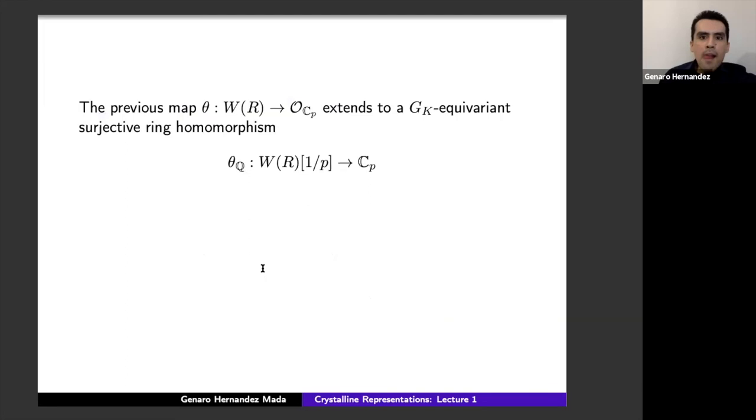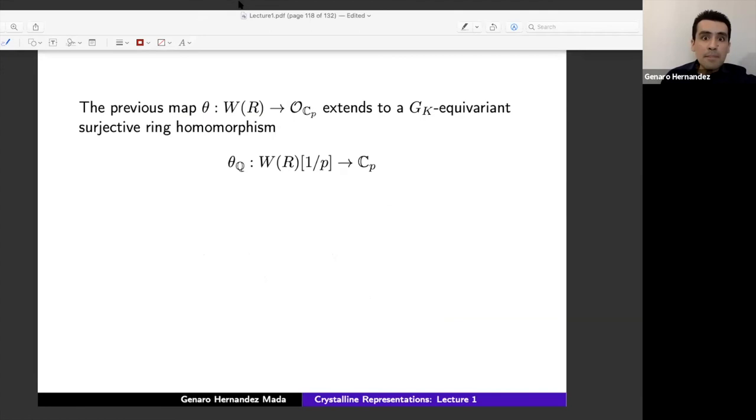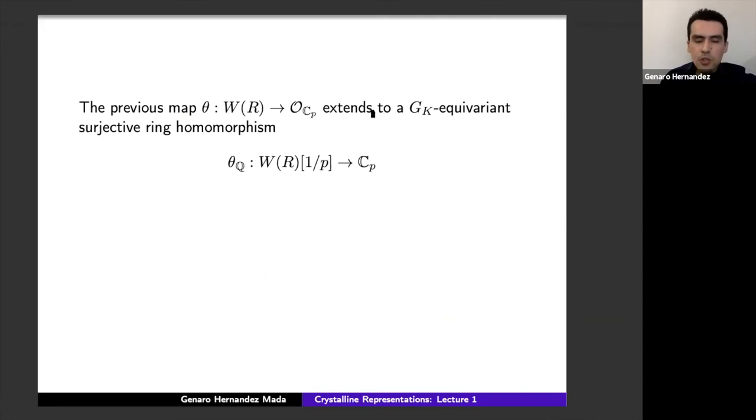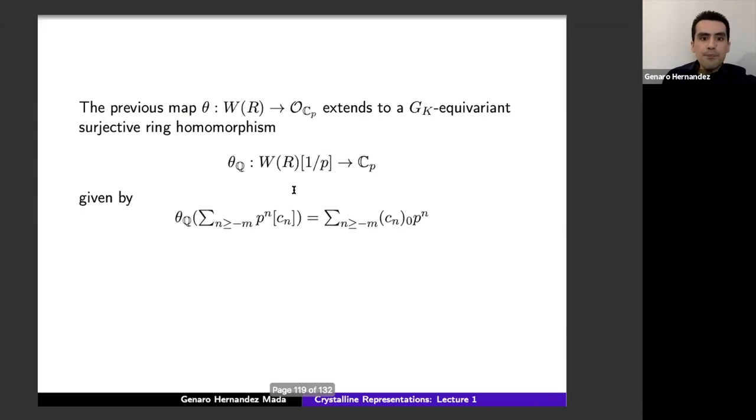So the important thing about that map theta is that it can be extended to a GK equivariant surjective ring homomorphism from this to Cp. So if we invert p here, we get a surjective map to Cp. That's the point here. And so we can give an explicit description of that, because in this ring we have a description of this type, as sums that start with a negative coefficient. And so this is basically the same morphism. So it is clear that it's an extension of the original theta that I obtained here in the proposition.